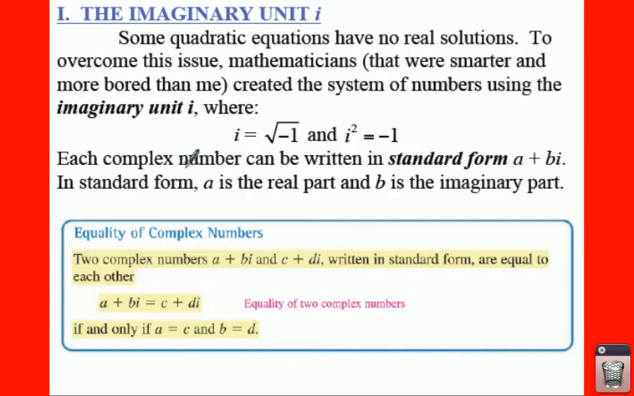Anytime you write a complex number in standard form, it is a plus bi. And a is your real part, b is your imaginary part. So that's just whatever's in front of your i.